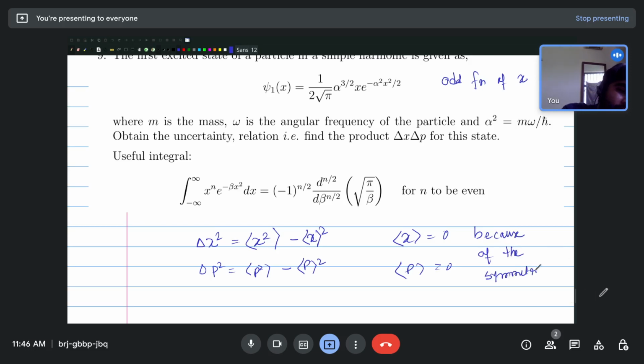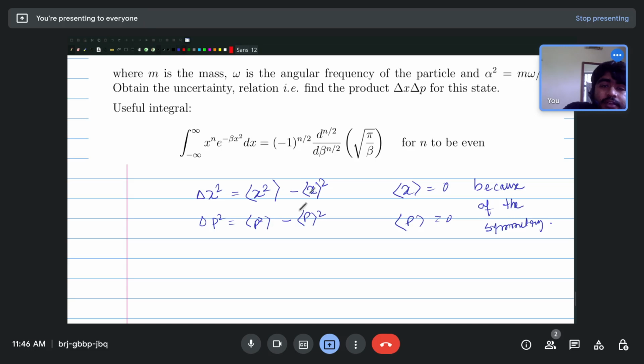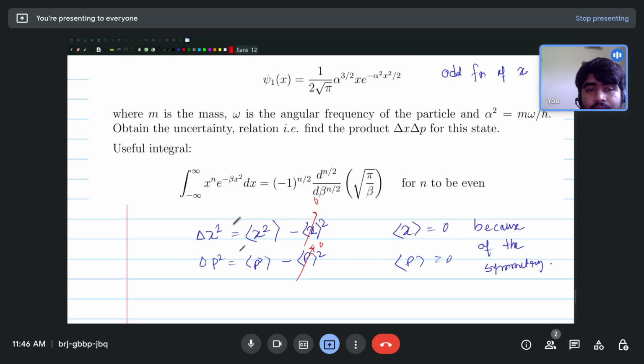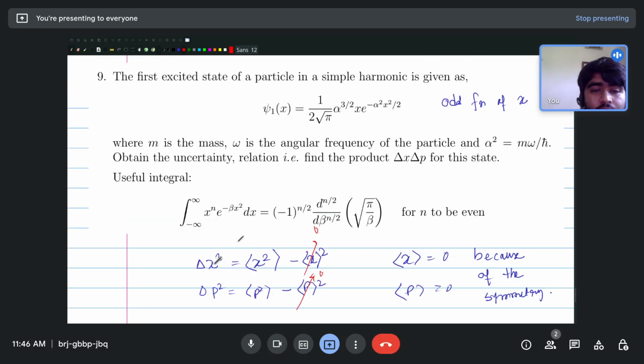But the x square and p square averages will generally not be 0. So you don't have to calculate the x average squared or the p average squared, because those will be 0. You just focus on calculating the x square and p square average parts, and you will be done. It is a good idea to always look for symmetries before jumping into the full-fledged calculation. You can eyeball a lot of things to be 0.